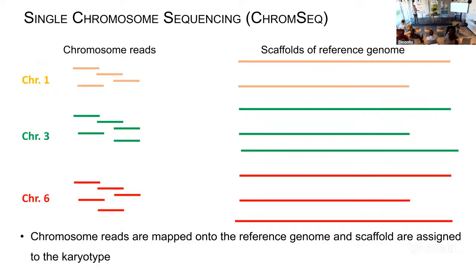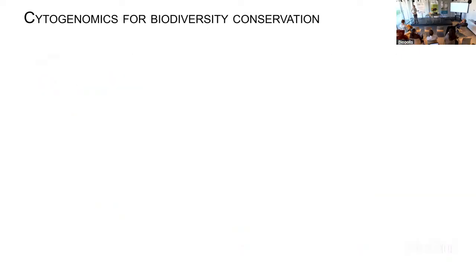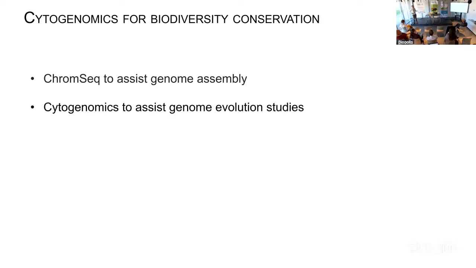This is all very beautiful, but how can we use ChromSec data for the study of biodiversity conservation? So ChromSec was widely used to assist genome assembly, and I will show you some examples in a minute about this. Chromosome sequencing and cytogenomics in general were used to assist genome evolution studies. We have a lot of examples in which cytogenomics was particularly useful for the study of genome evolution in many vertebrate species.